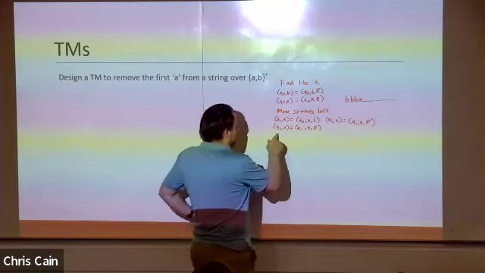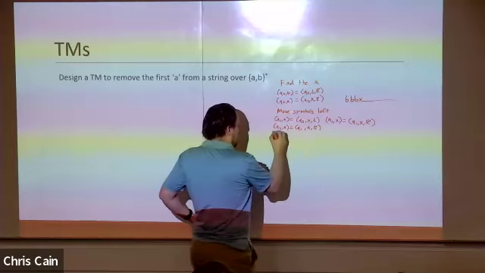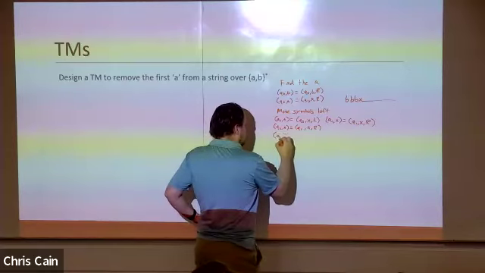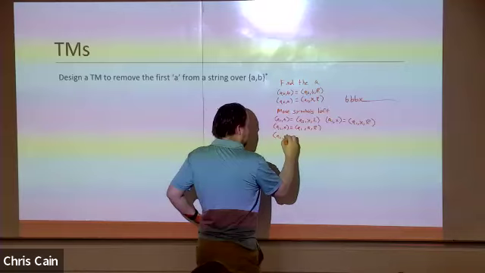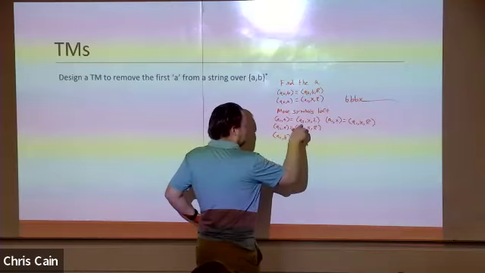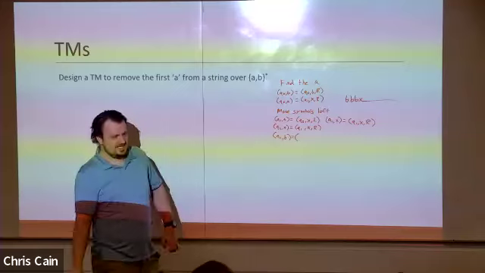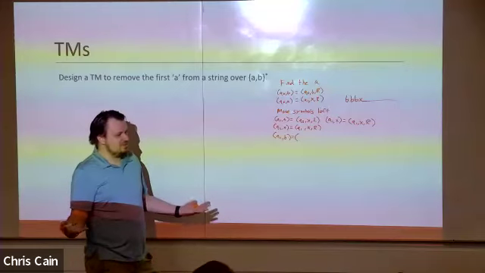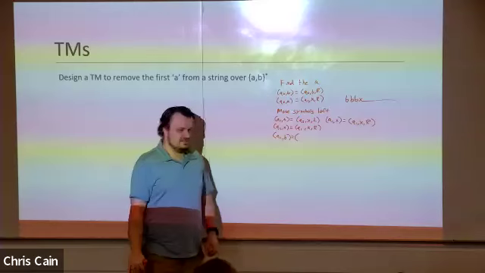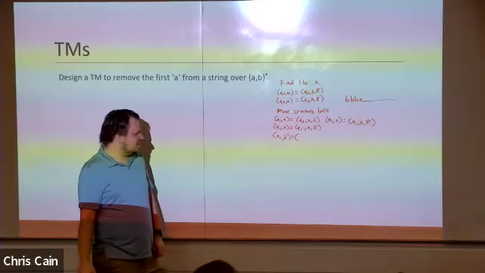Now we need to determine, if we are in Q1 and we see a B, what do we do? We don't want to go into the same state that we were in when we saw an A, because that state is remembering that we've seen an A. So we need to define some other state that says we saw a B.